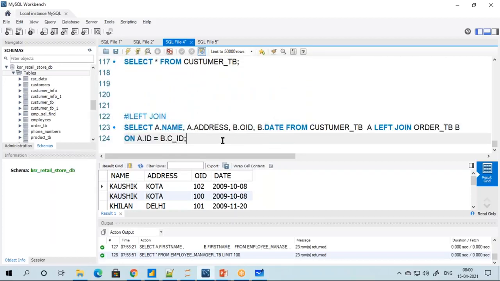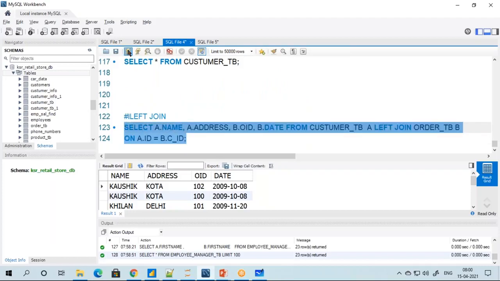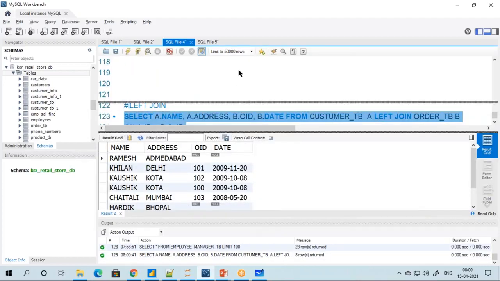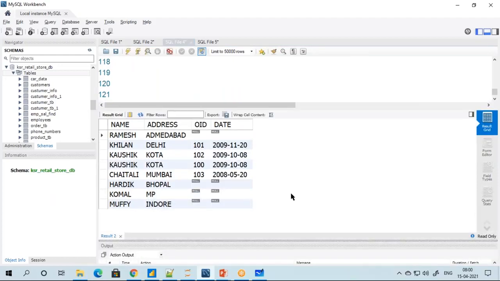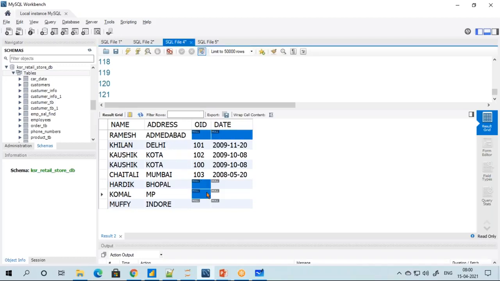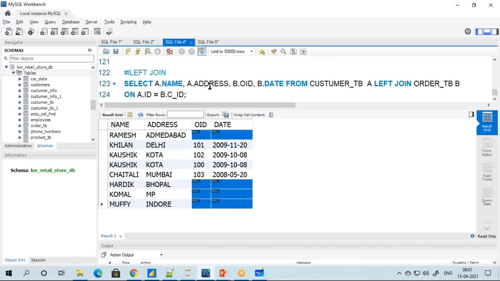Okay, after taking this left join, I go and select this. I get this. Okay, now you tell me, Ramesh, Ahmedabad, Hardik, Bhopal, Komal from MP, Murphy from Indore, I've never purchased anything. That is the reason it is getting null. So what exactly is happening?